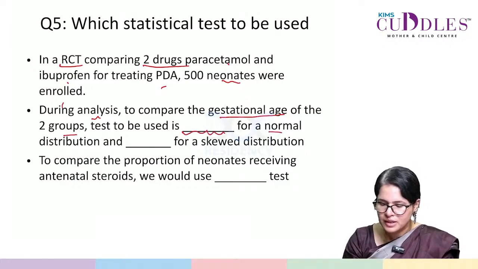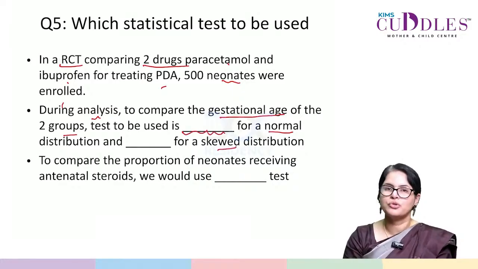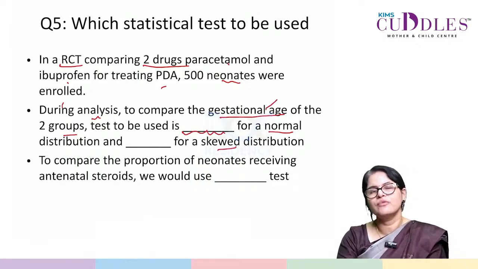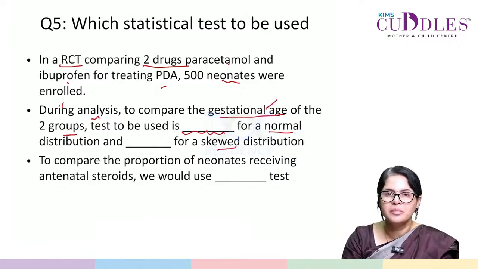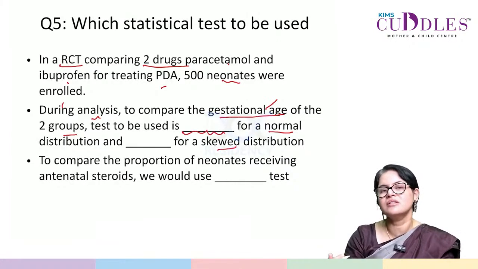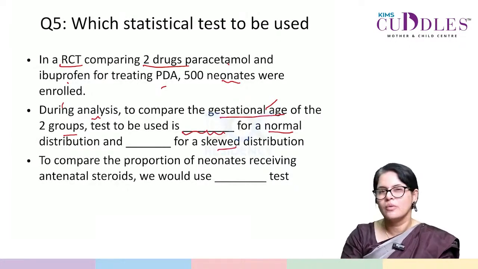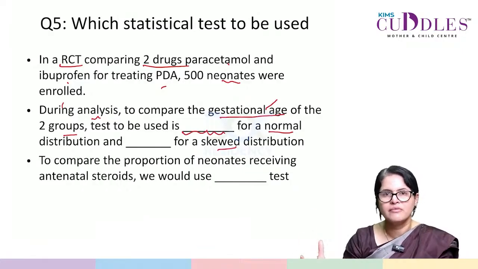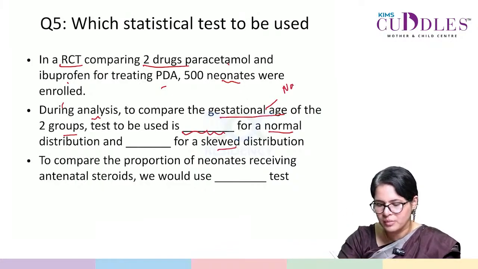And they have asked this for a normal distribution and for a skewed distribution. So the question they are asking is, gestational age is what kind of variable? Is it a categorical variable, like a yes or no variable, or is it a numerical variable? It is obviously a numerical variable. Gestational age is going to be a number, say 27 weeks, 27 weeks plus 5 days, 28 weeks plus 2 days, 37 weeks plus 6 days, etc. So this is obviously a numerical variable.